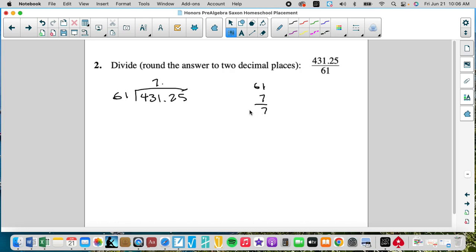61 times 7 is 427, so 427, and we're going to subtract. We can't subtract 7 from 1, so we borrow, and that gives 4, and 0, 0. We bring down the 2. Now, 61 doesn't go into 42, so we have to take up that place because we need to bring down another number. 425, so 61 goes into 425. Let's do 6 times. So 61 times 6 is 366.